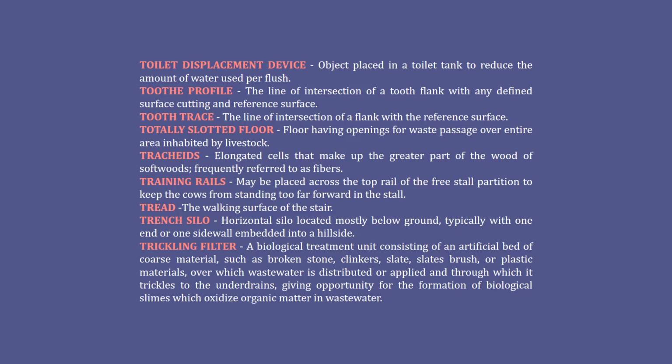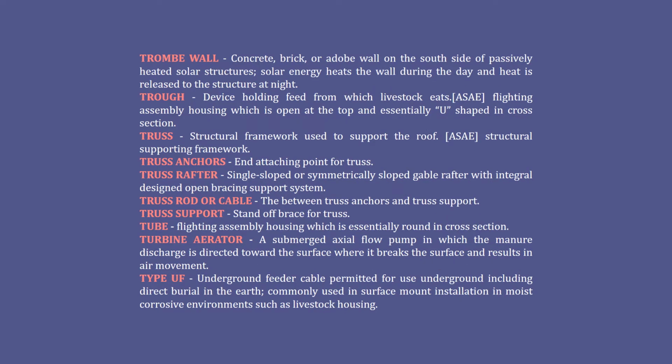Trickling filter: a biological treatment unit consisting of an artificial bed of coarse material, such as broken stone, clinkers, slate, slats, brush, or plastic materials, over which wastewater is distributed or applied and through which it trickles to the underdrains, giving opportunity for the formation of biological slimes which oxidize organic matter in wastewater. Trombe wall: concrete, brick, or adobe wall on the south side of passively heated solar structures. Solar energy heats the wall during the day and heat is released to the structure at night.